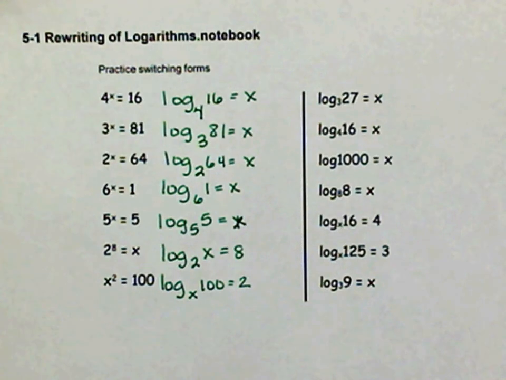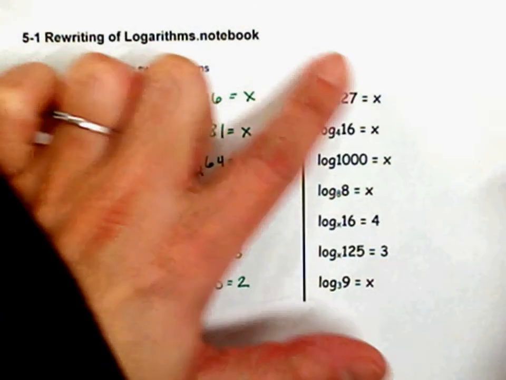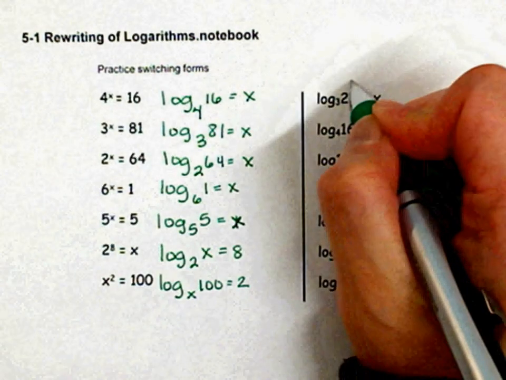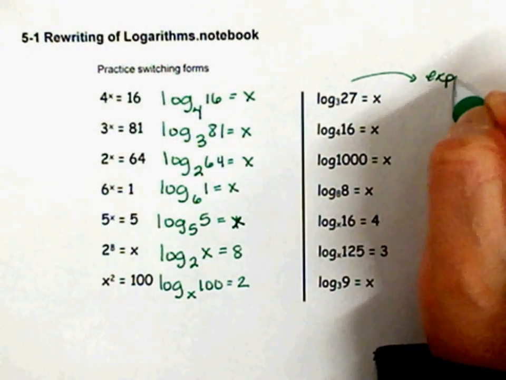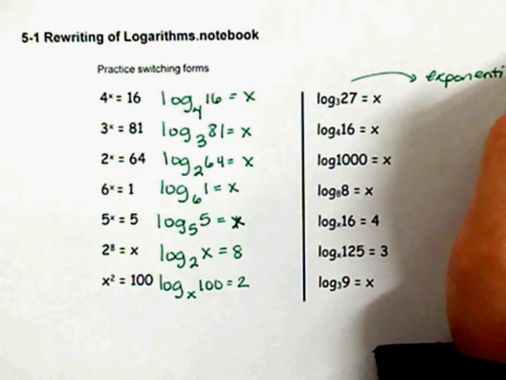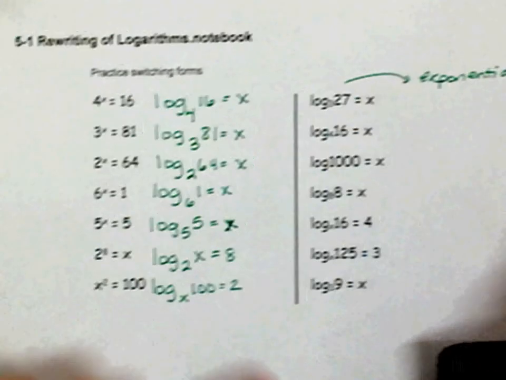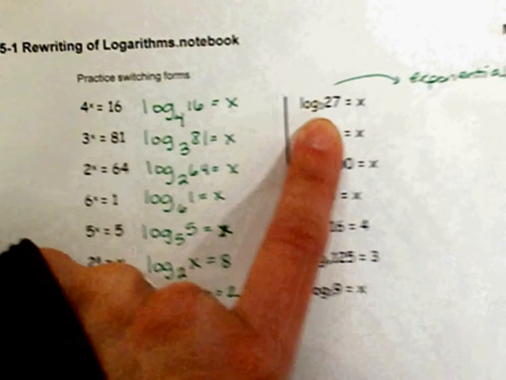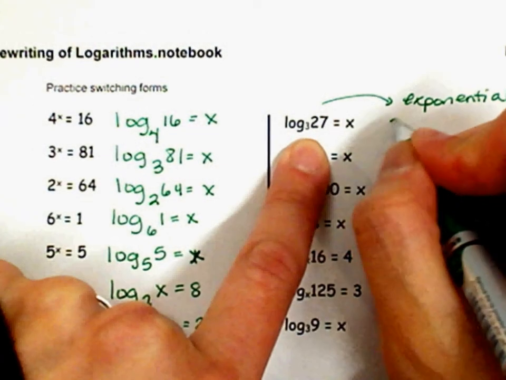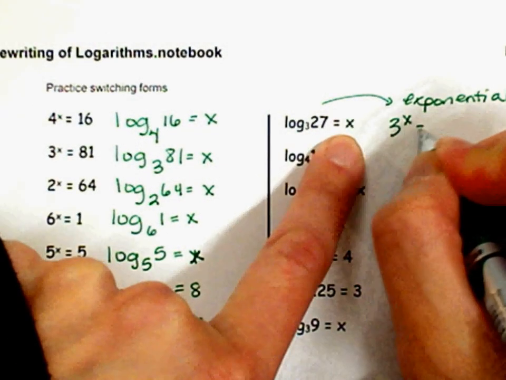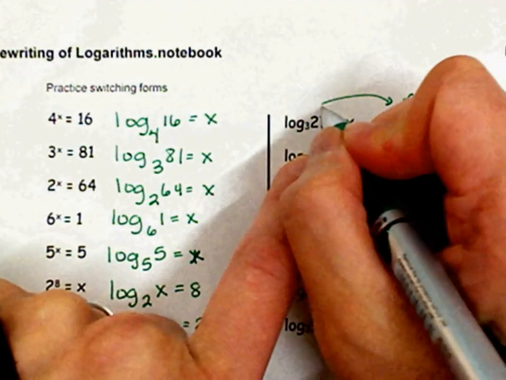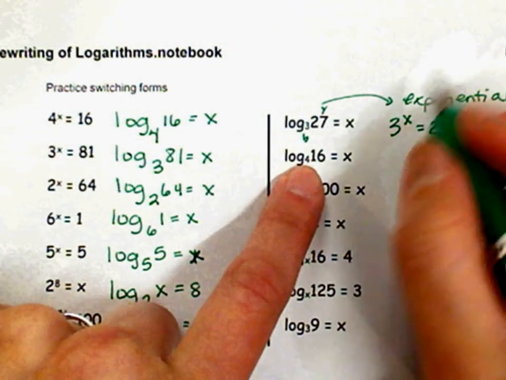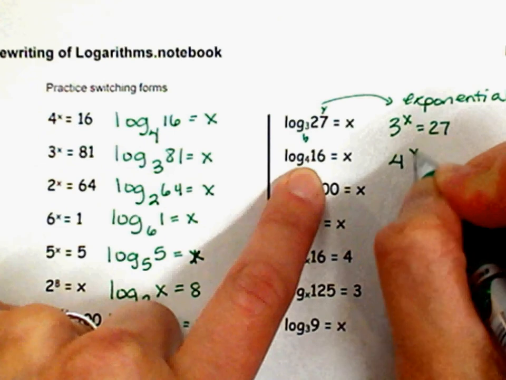Okay? And that's how you would do it, just like that. You're just learning to rewrite. You're not solving. Notice all of these have logs. So I need to rewrite that in exponential form. And to know that, you have to know what the base is. So let's take a look. What is your base? 3 raised to the x equals 27. Because there's your y, there's your b. Base of 4 raised to the x is equal to 16.